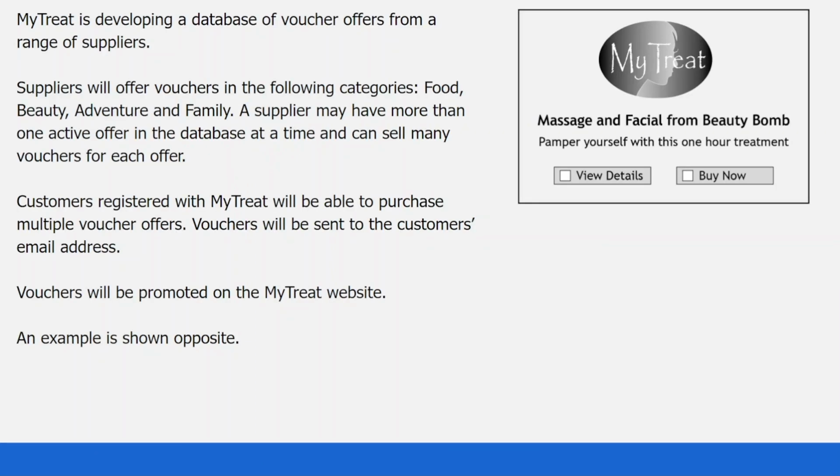First we had to start with an analysis task and then do a little bit of design. Here's the context that we're working with. My Treat is developing a database of voucher offers from a range of suppliers. Suppliers will offer vouchers in food, beauty, adventure and family. A supplier may have more than one active offer in the database at a time and can sell many vouchers for each offer. Customers registered with My Treat will be able to purchase multiple vouchers. Vouchers will be sent to customers' email addresses. Vouchers will be promoted on the My Treat website, and there we've got an example of the website.